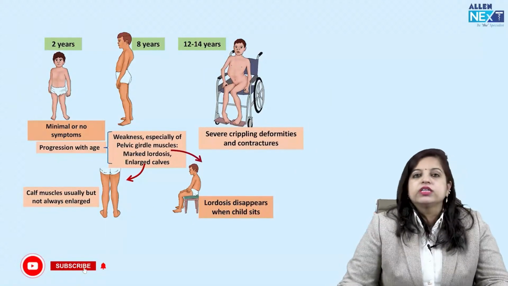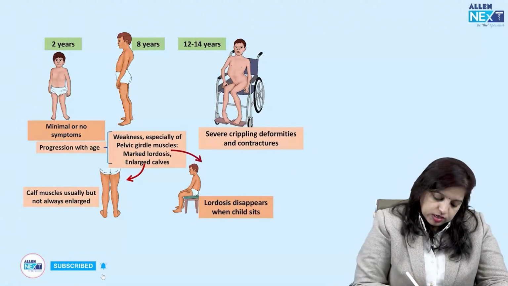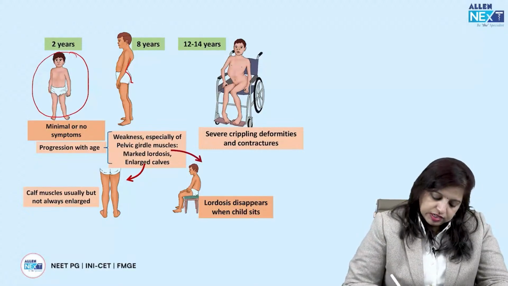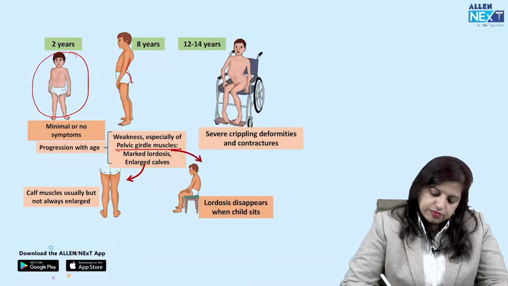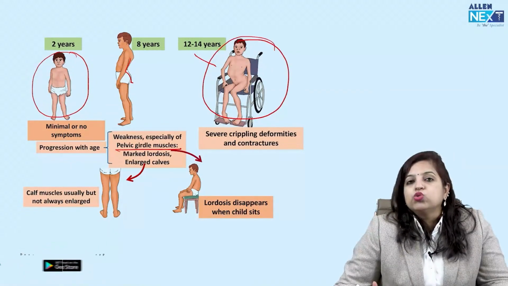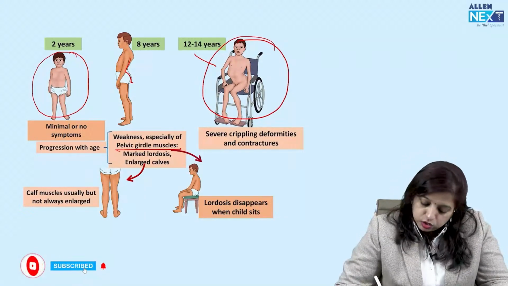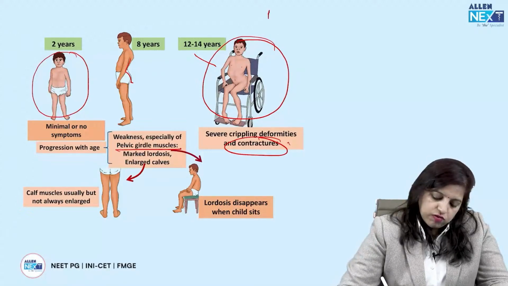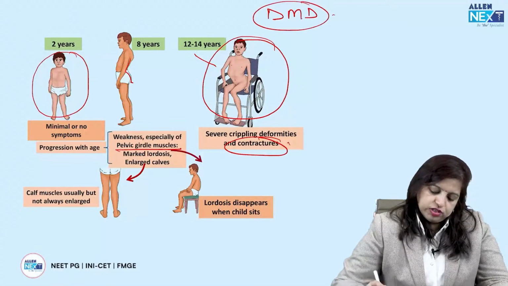Okay, so this is how the disease progresses. You can see 2 years minimal symptoms, 8 years develops lumbar lordosis, weakness especially of the pelvic girdle muscles, and by 12 to 14 years catches hold of a wheelchair and then ensues severe crippling deformities and contractures, right? So this is how Duchenne muscular dystrophy progresses, right?